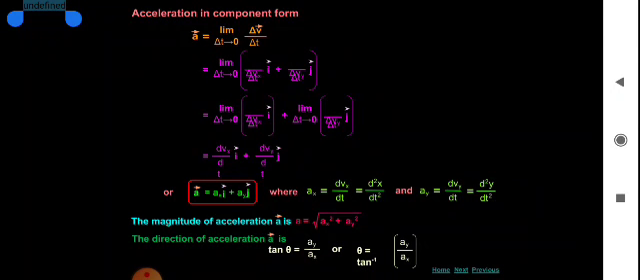See, whatever we did for velocity and displacement, we studied like this only. We split the velocity components in terms of the x and y plane, then we find the value of its magnitude and its direction. Similarly we have to do for acceleration. So the acceleration magnitude is a equal to the square root of ax square plus ay square. The direction of acceleration is theta equal to tan inverse of ay by ax.